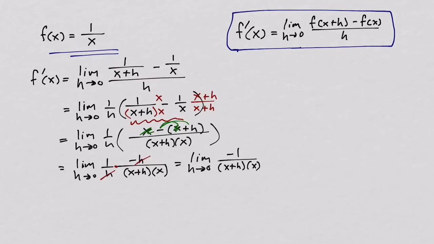And now this h in the denominator is not a problem anymore because it's being added to other things. I can send it to 0 and it doesn't make the entire denominator become 0. And so I can evaluate the limit. And so I can write this without the limit notation in front because I've now evaluated the limit. I get negative 1 over x times x, or more simply, negative 1 over x squared.